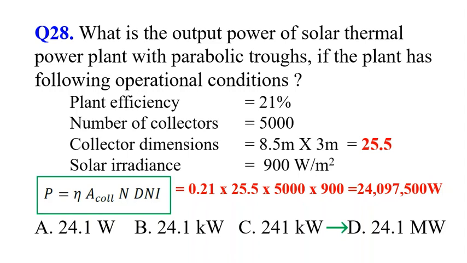So your solar irradiance, the radiation, is 900 watts per meter squared. In other words, DNI, direct normal irradiance. So that is 900. You put all these values in this formula. Efficiency 21%, it can be 0.21 into these values. You will end up with not a small scale power output, it is not even in the kilowatt range. So that is 24.1 megawatts approximately. So your answer will be D.